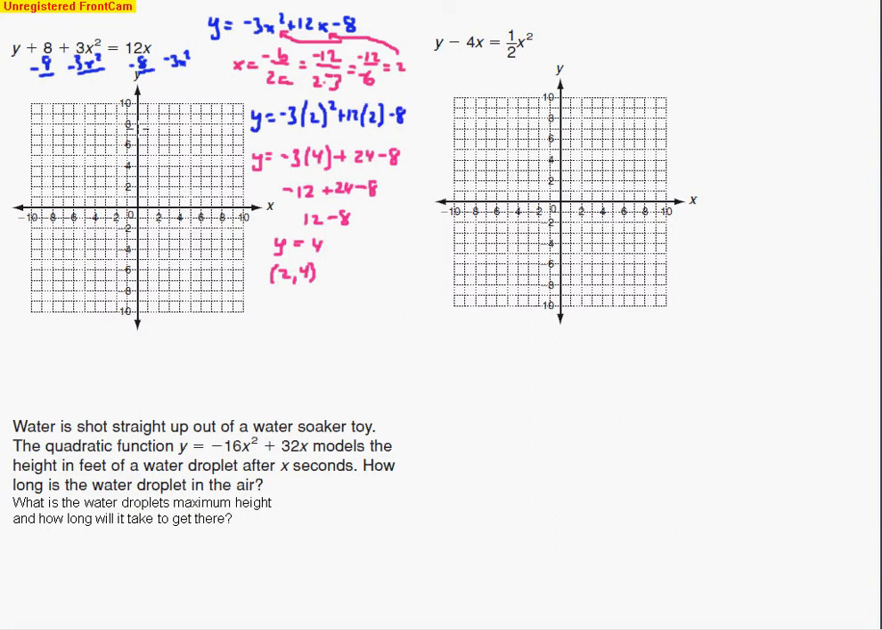I'm going to start with going over 2 spaces to the right, up 4 spaces, and then from there I'm going to use what I call the parent graph. The parent graph gives us lots of points to be able to graph with relatively little work to do. If we just look at this portion of the equation, this negative 3x squared, that's enough to tell us where points go. This 12x minus 8, all that did is move the vertex to where it is right now.